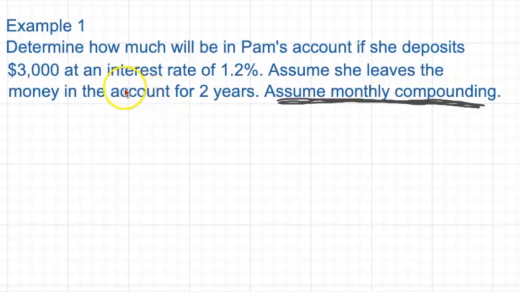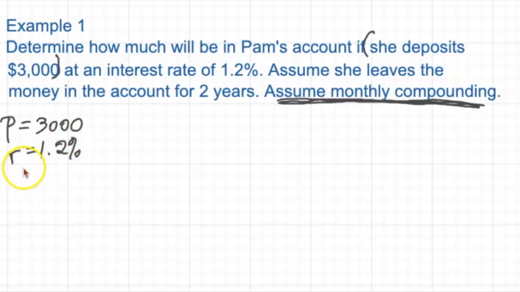All right, well, we see different components of the problem here. She deposits $3,000. That sounds like P, the initial deposit. Our interest rate, if you observe here, is 1.2%. And our T, of course, is 2 years. She leaves the money in the account for 2 years. That was the interest rate right here. Now we look and see what else we have. Determine how much would be in Pam's account.